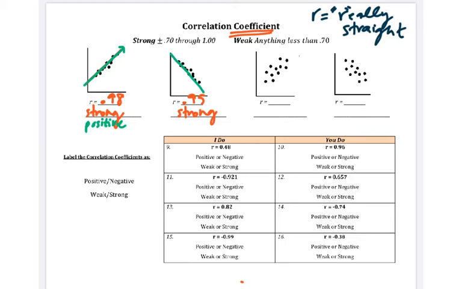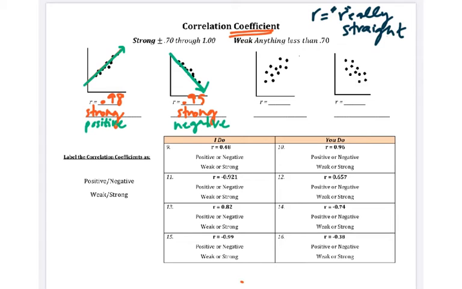However, this line is going down the hill. It is a negative correlation. So it's strong because it's a straight line, but it's negative, which means it goes down, which is fine. So that's strong, because 0.95 is a strong correlation, and it's negative, which means it goes downward.